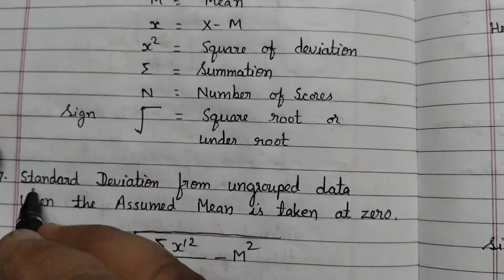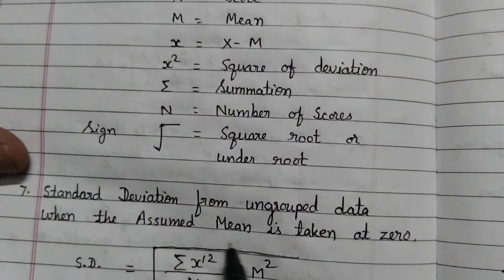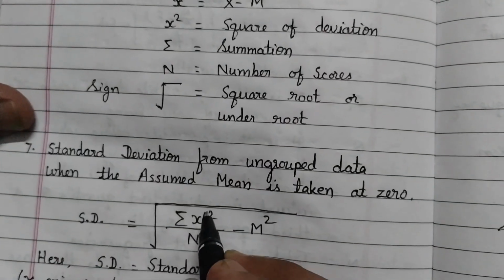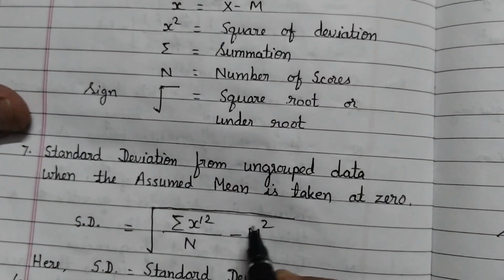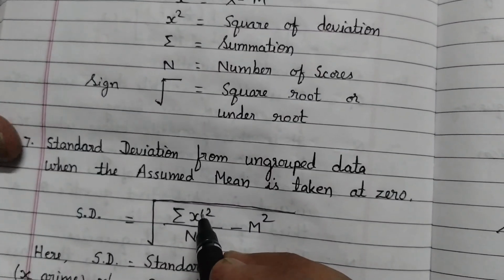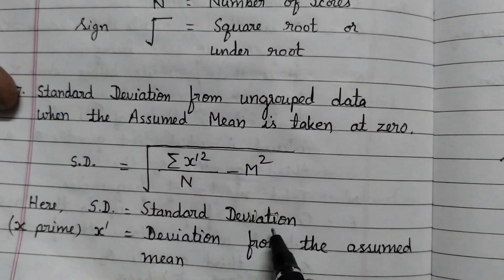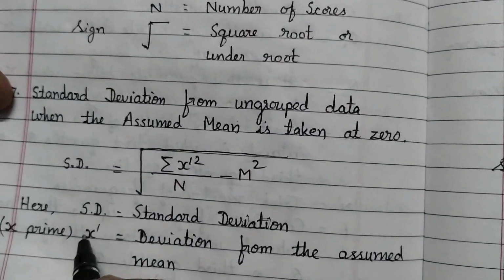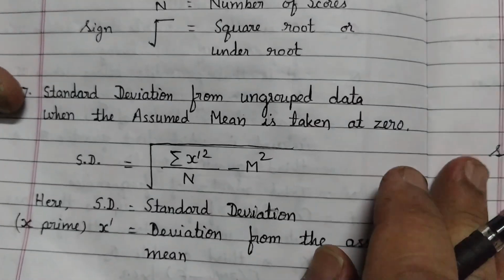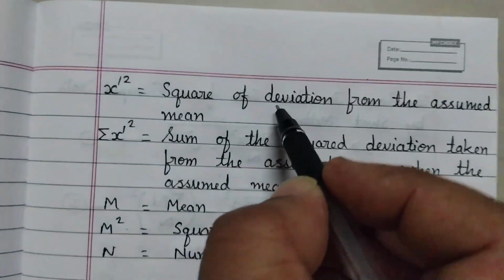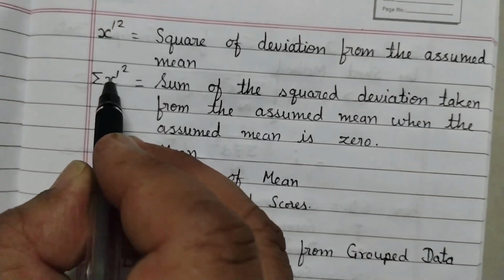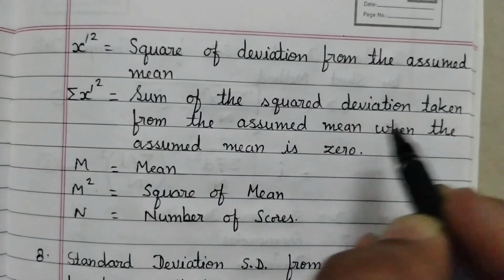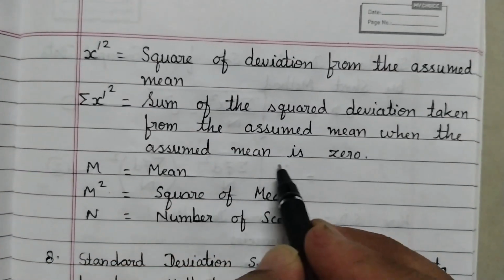Now formula 7, standard deviation from ungrouped data when the assumed mean is taken as 0. So SD is equal to under root of summation x dash square by n minus M square. This notation is also called x prime. So here SD is called standard deviation and x prime is called deviation from the assumed mean. This letter is called x prime or x dash. X dash square is equal to square of deviation from the assumed mean. Summation x dash square means sum of the squared deviations taken from assumed mean when the assumed mean is 0.